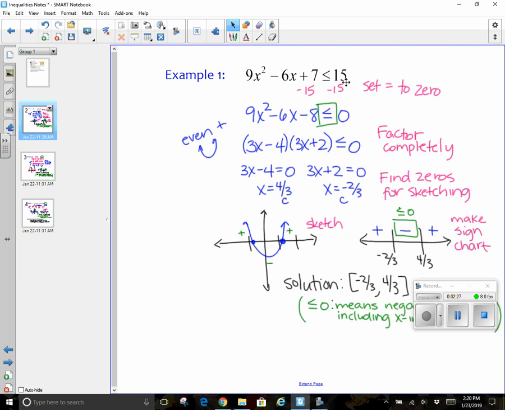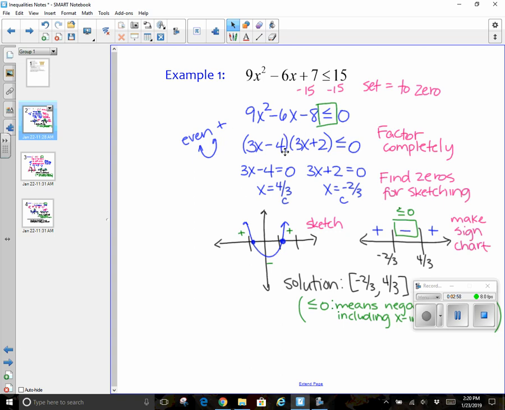All right, so first example, 9x squared minus 6x plus 7 less than or equal to 15. So first step is to set it to 0. So I move the 15 over, and 7 minus 15 is negative 8. Then you get it factored, and this is one that's a trinomial with a leading coefficient. So if you're doing it the long way, you'd need to find two numbers that multiplied to give you negative 72 and added to give you negative 6, and you would come up with those numbers as negative 12 and positive 6. You would replace the negative 6x with the negative 12x plus 6x, and then factor by grouping.